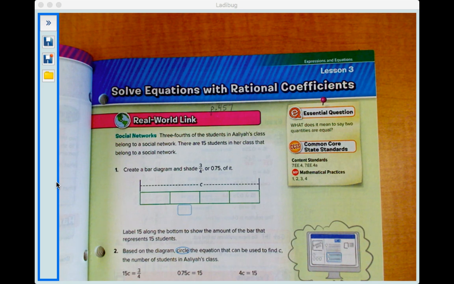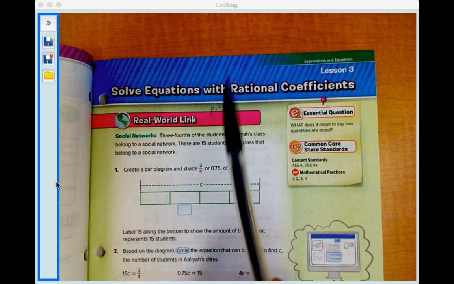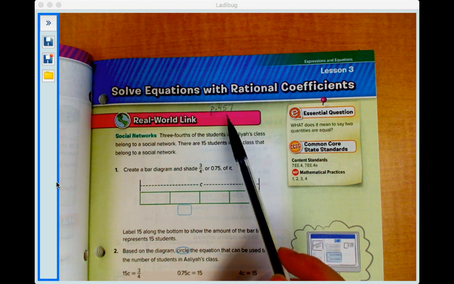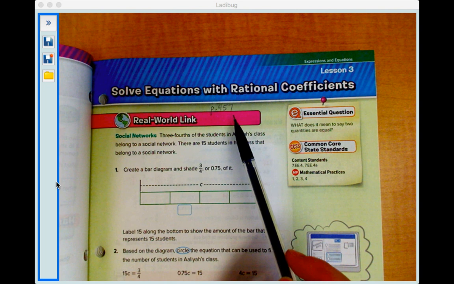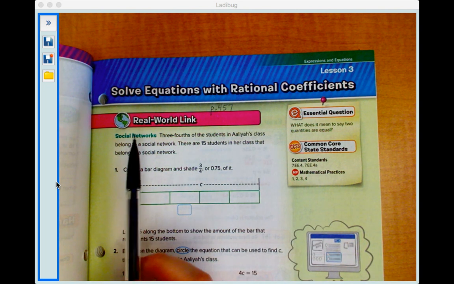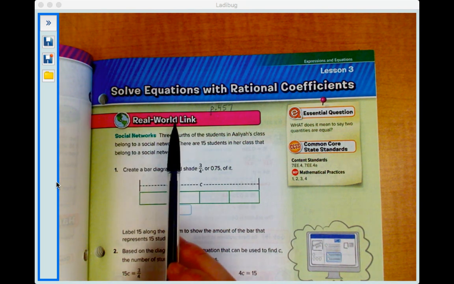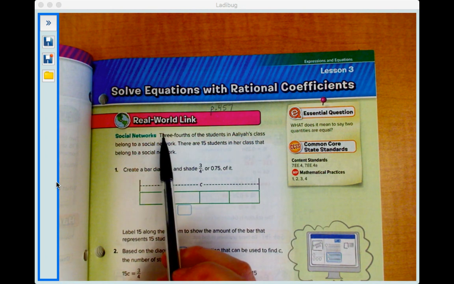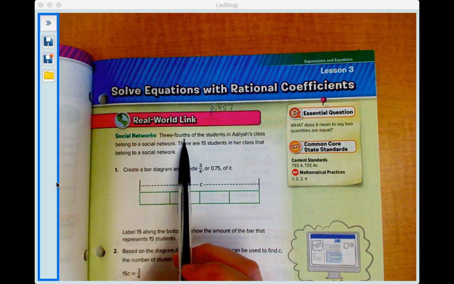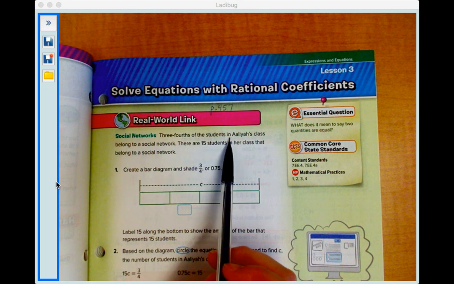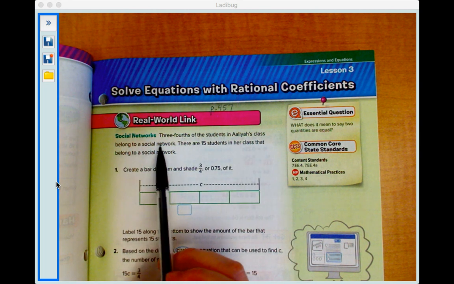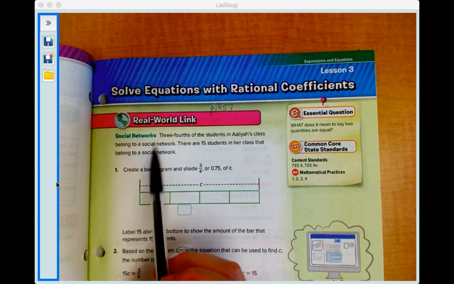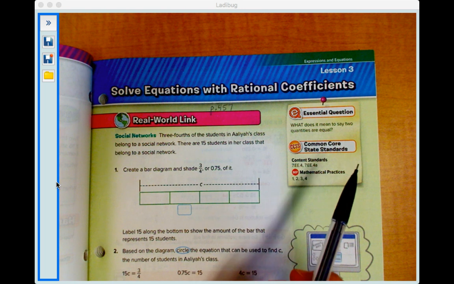Okay, so today we're on Chapter 6, Lesson 3, Solve Equations with Rational Coefficients, page 457. This is the real-world link, and this will help us out with the next few pages in this lesson. So, social networks. 3/4 of the students in Aaliyah's class belong to a social network. There are 15 students that belong to a social network.